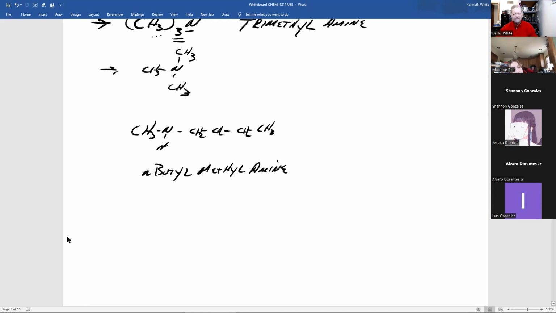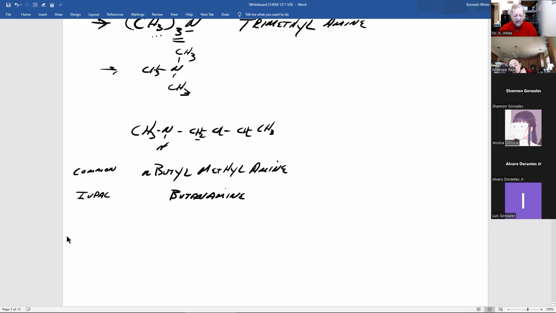Now, for the IUPAC, this is common. Remember, IUPAC stands for International Union of Pure and Applied Chemistry, the official name. You find the longest of the two chains. And that would be butane. Drop the E, add the word amine.